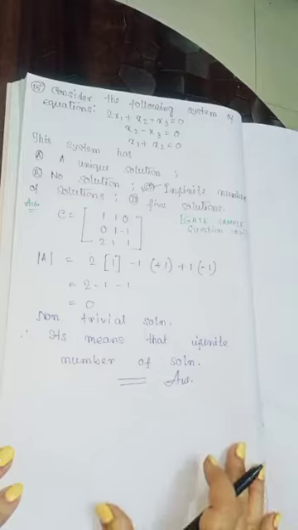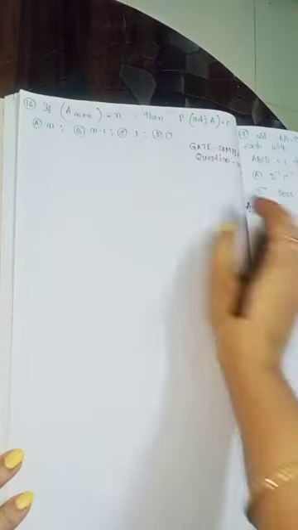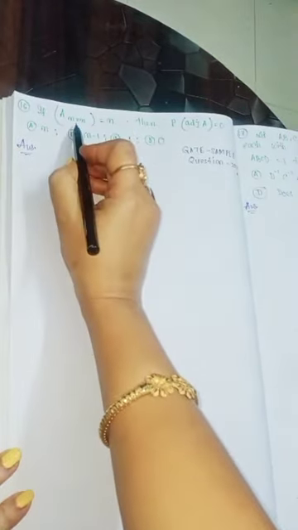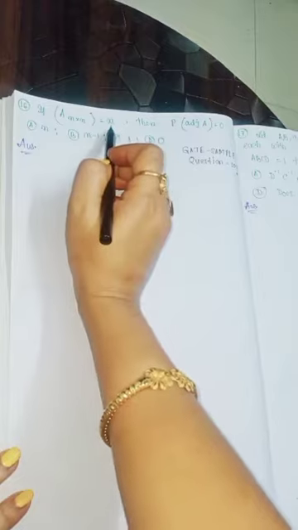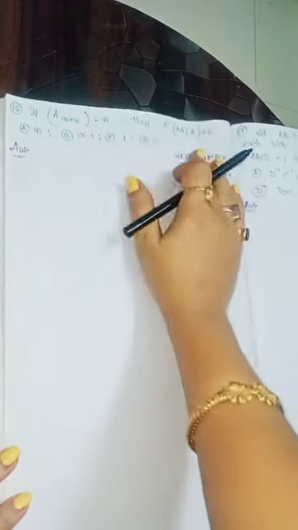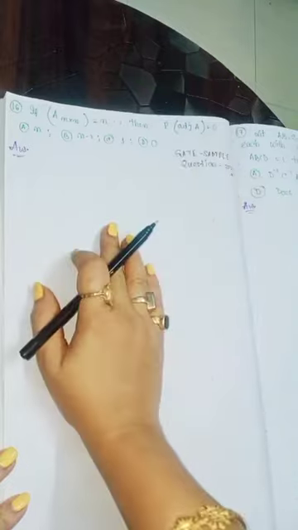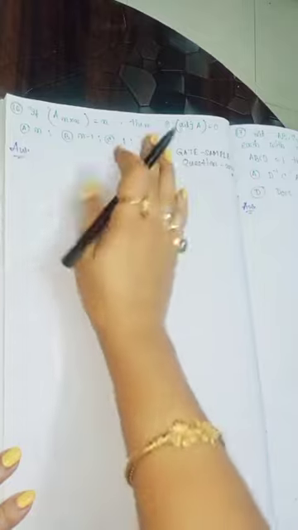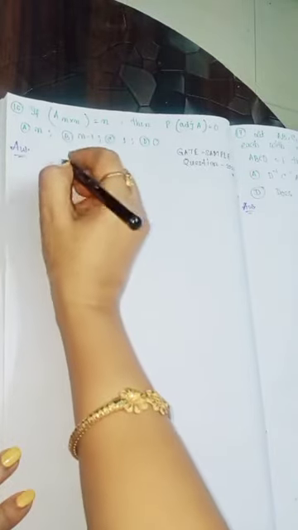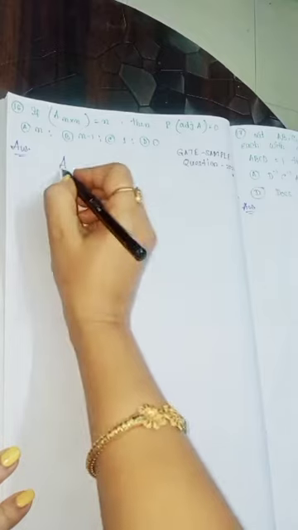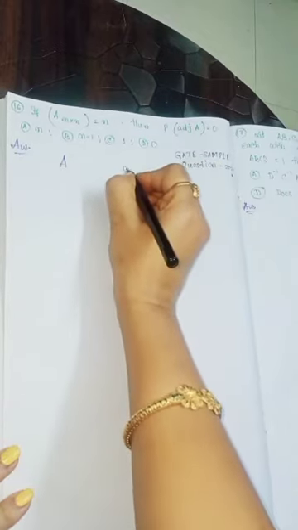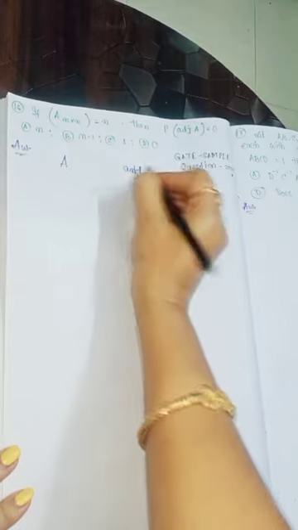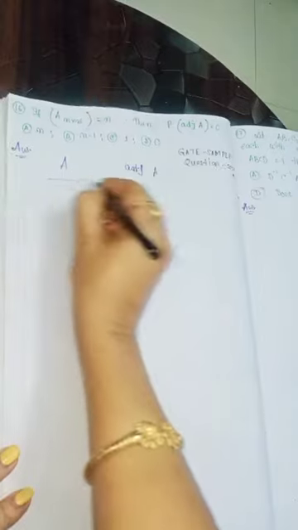Now moving to question 16. Question 16 tells us that if A is an n cross n matrix whose rank is n, then the adjoint of A is equal to what? Four options are given. So here is a concept in this question. Let's clear this first. If the matrix is A here and the adjoint of this matrix is adjoint A, let's calculate.